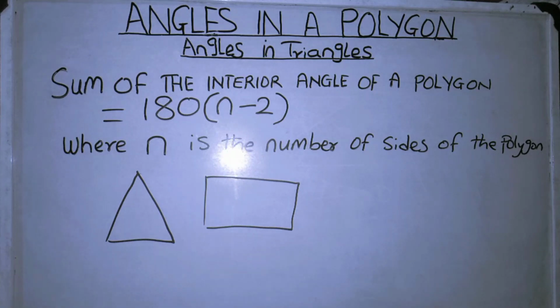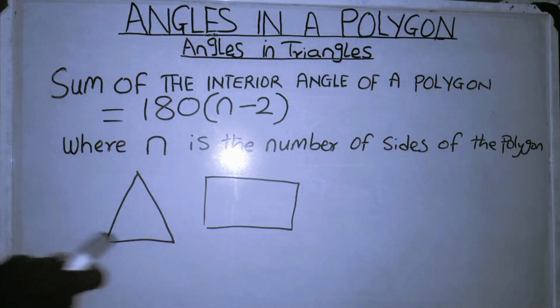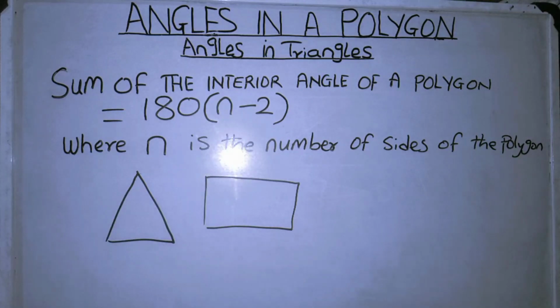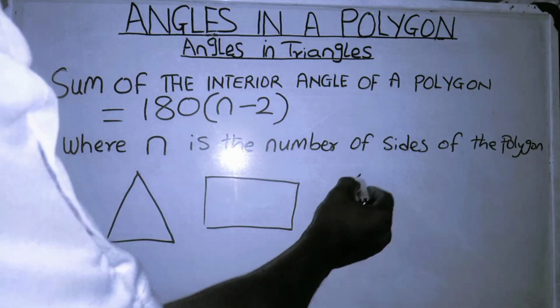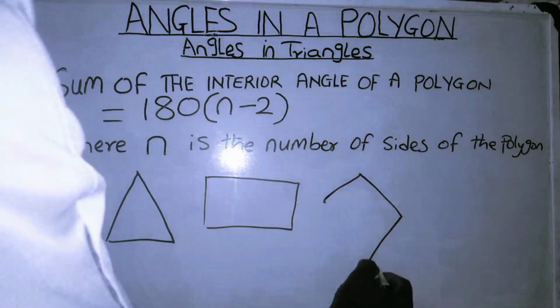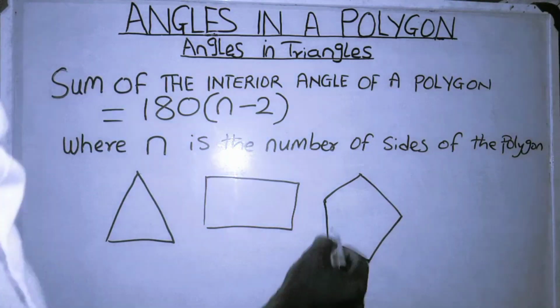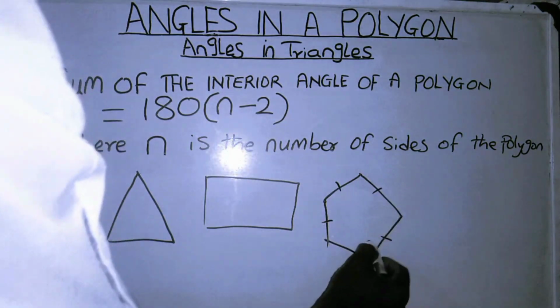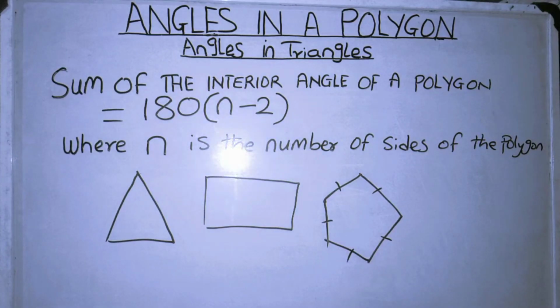Square, rectangle, rhombus, and parallelogram are all in the class of quadrilateral. Any four-sided shape is called a quadrilateral. So polygon with four sides is called quadrilateral. Then the one with five sides is called the pentagon. 1, 2, 3, 4, 5. So the polygon with five sides is called the pentagon.